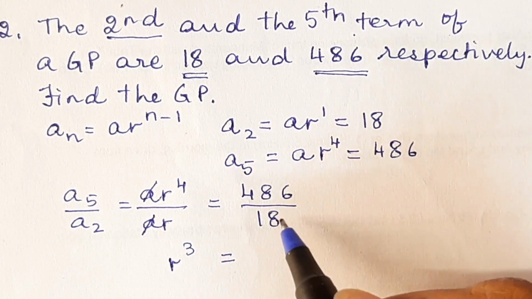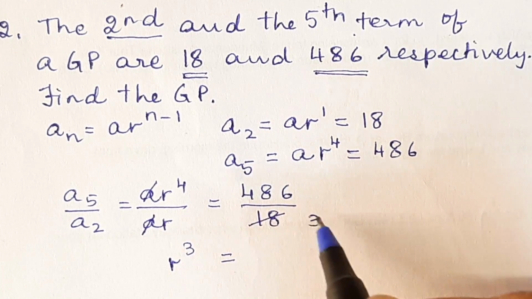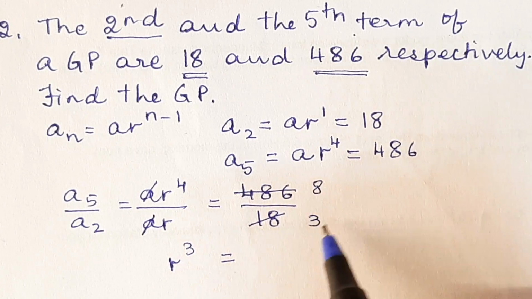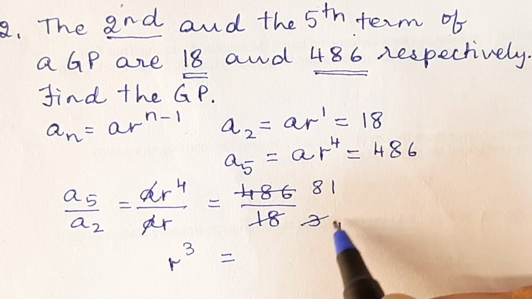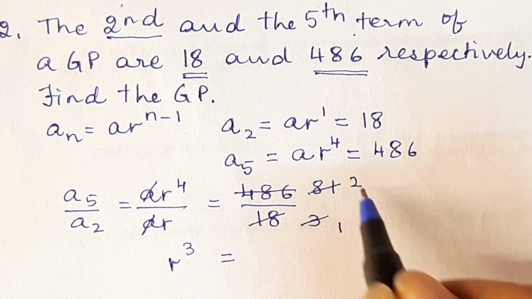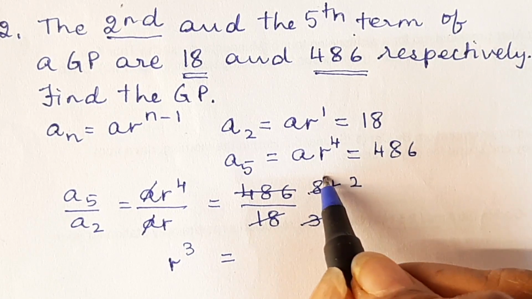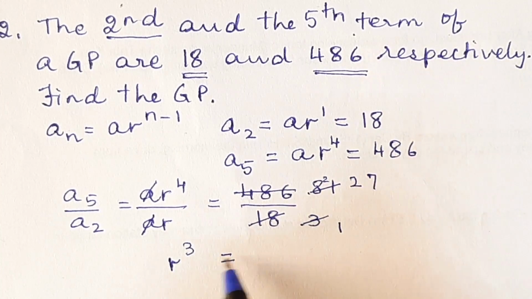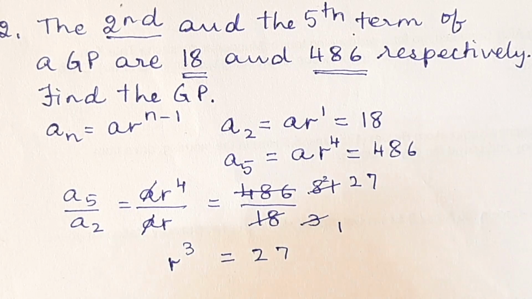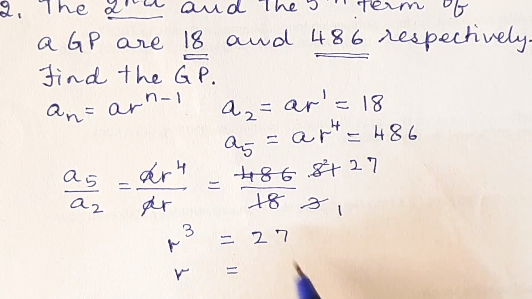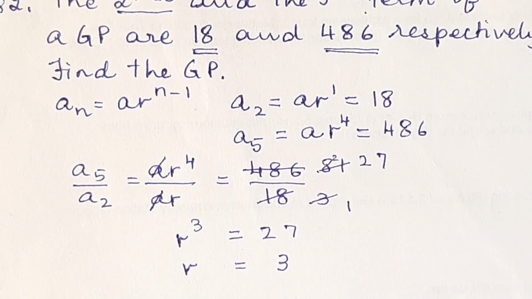Now let us see how we can do this. 6 3s, 6 8s 48, and 6 1s 6. Now 3 will divide again, 3 will go here, 3 2s 6, and then we have 2 remaining, so r cubed is 27 upon 1, so I shall write it as 27, and r is going to be the cube root of 27. What is 27? Cube of 3. So the cube root of 27 becomes 3. So r is equal to 3.